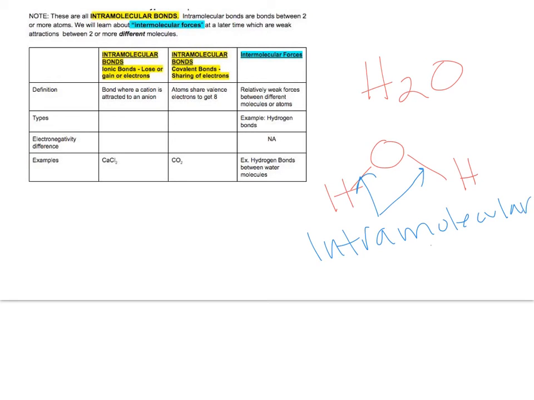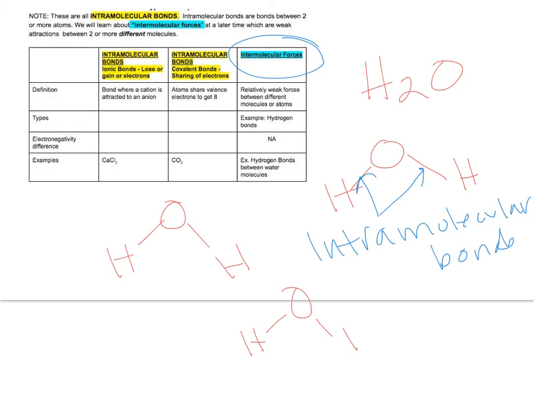And so these would be examples of intramolecular bonds. However, an intermolecular force, and we're going to learn more about these later, would be between 2 different molecules. So if I actually drew a bunch of different water molecules, the intermolecular force is a very weak force between one molecule and another molecule. So these little dotted lines that I'm showing you here would be an example of an intermolecular force.